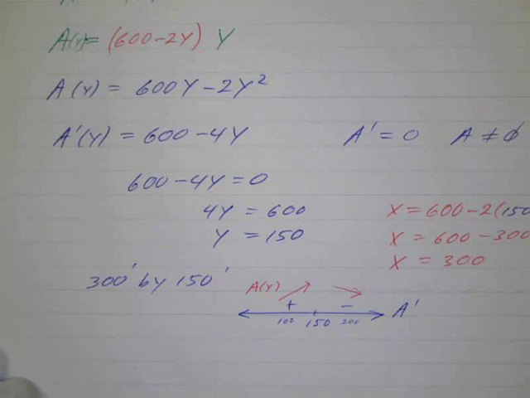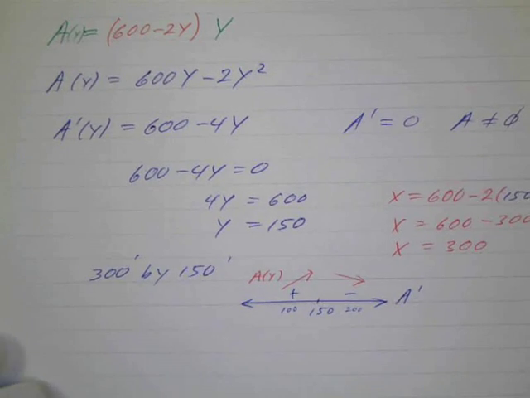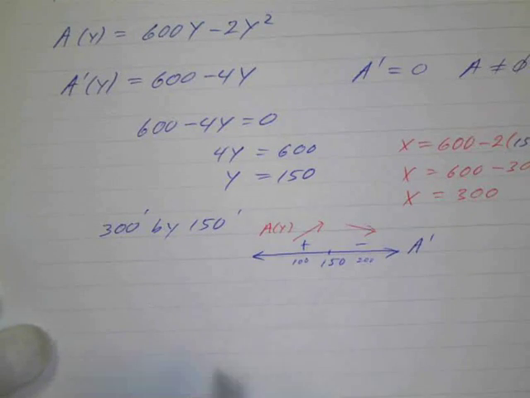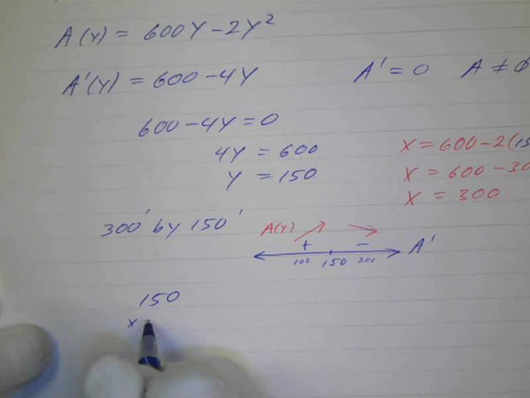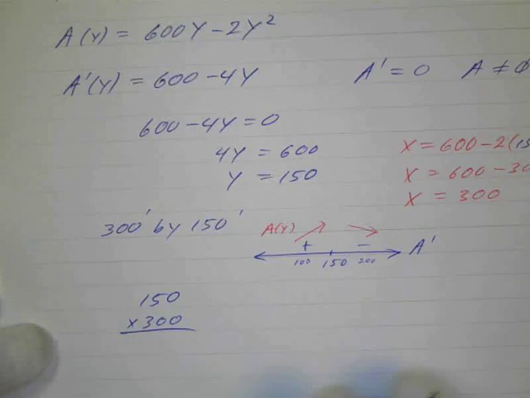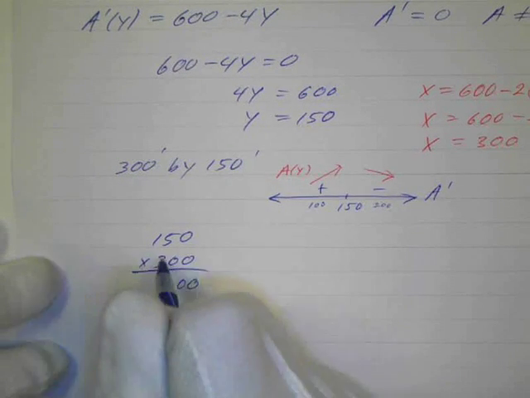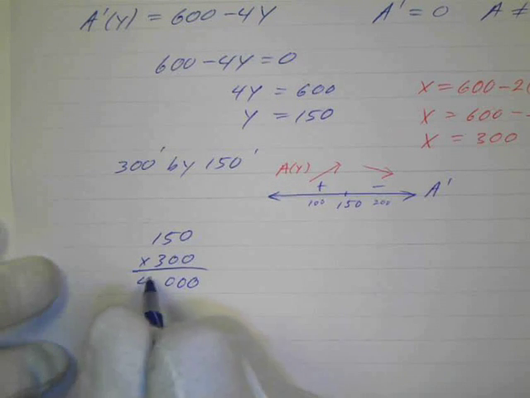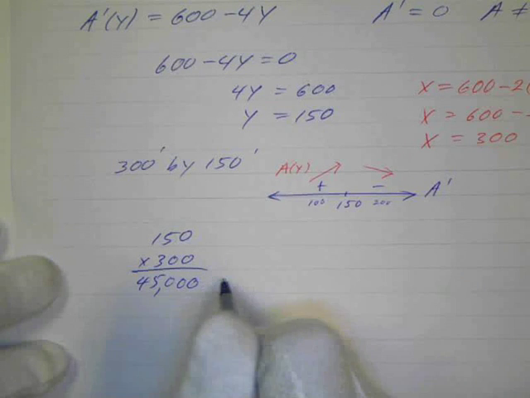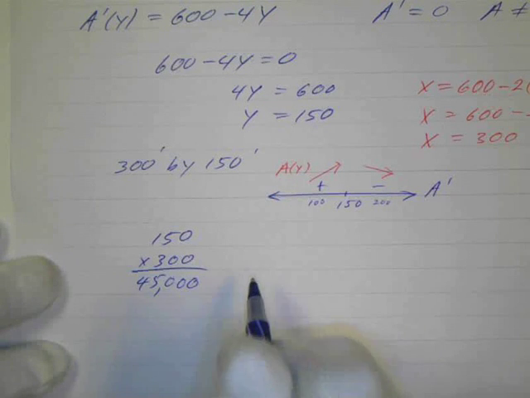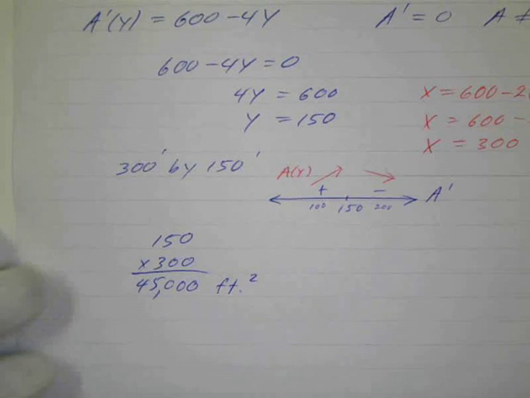Okay, but what we want is the largest area, so now we have to multiply. Hopefully it's not too difficult, but you have to remember long division. So I can say 150 times 300, and that's going to be pretty easy. I can just put a couple zeros there, 0, 0, and then 3 times 15 is 45. So it looks like I've got 45,000, and that's going to be feet squared. So that's your maximum area.